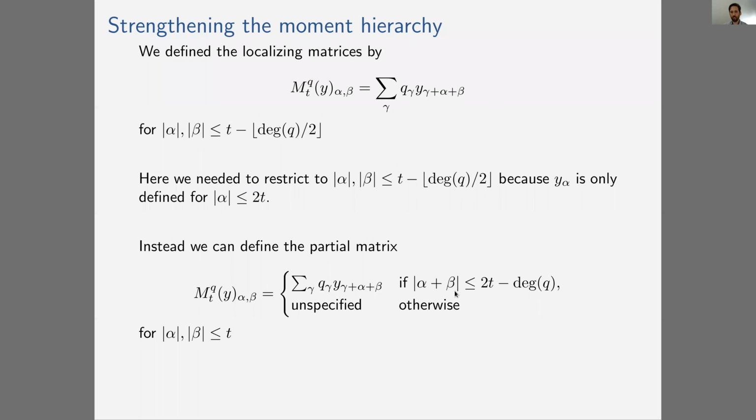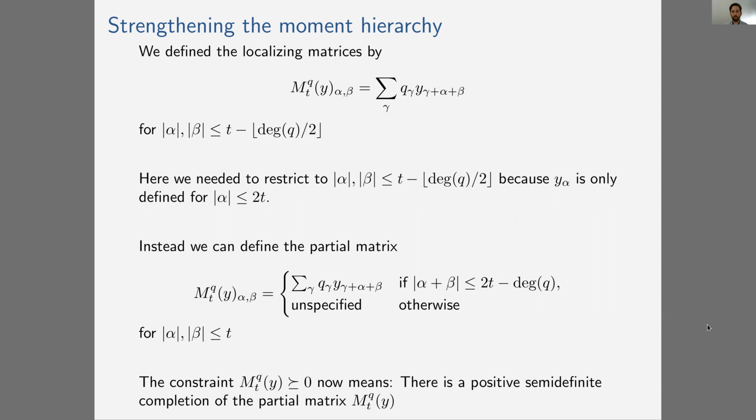I guess there are, strictly speaking, more possibilities where this could make sense, but we only want to do it here if the degree of the sum is at most 2t minus the degree. And then this certainly makes sense. And if that's not true, we just leave the entry unspecified. So this is going to be a partial matrix. And now the constraint, so if you say M_t(Q Y) is positive semidefinite, that now really means that there is some completion of this matrix for which the matrix becomes positive semidefinite.